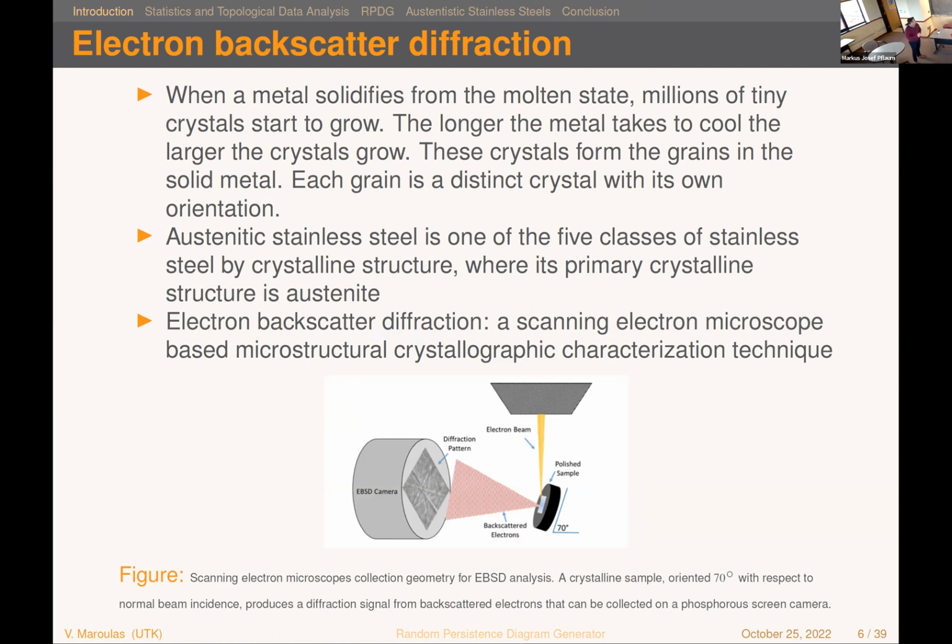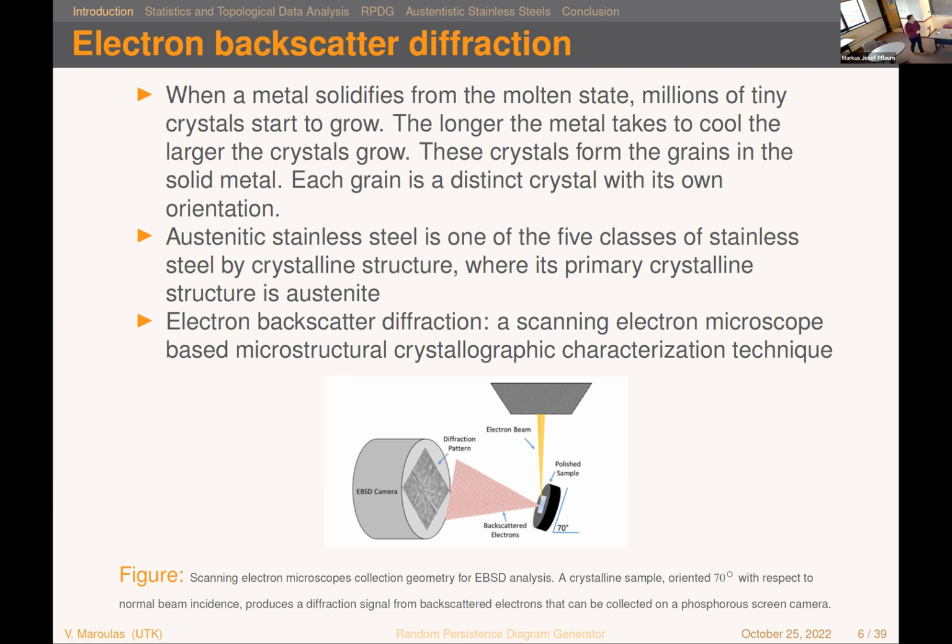Okay, so the idea is basically when the metal starts solidifying, millions of crystals are created. The longer it takes to solidify, the more prominent these crystals will be. Within the crystal is a distinct crystal with its own orientation. And how they are sitting on top of each other may lead to fracture more easily, or not so easily. Okay, so material scientists do look at these properties.